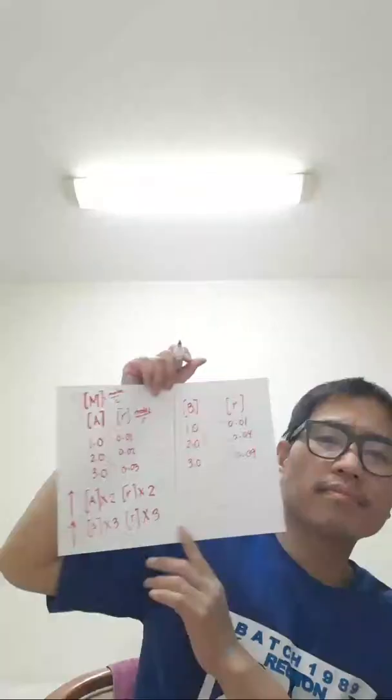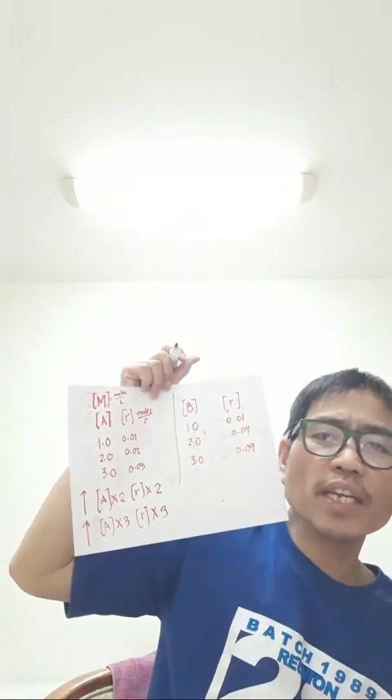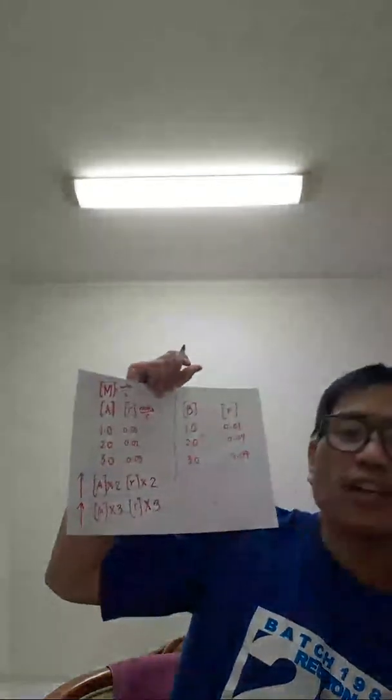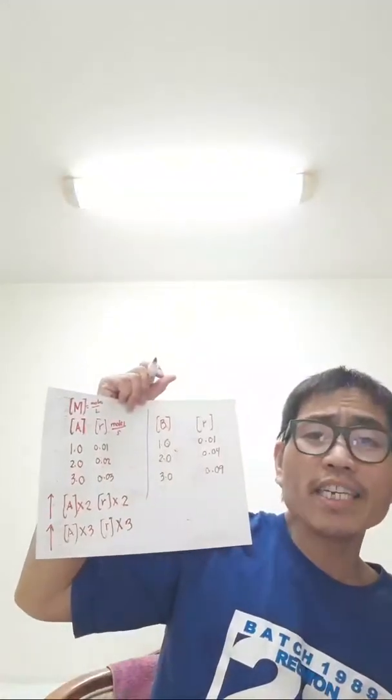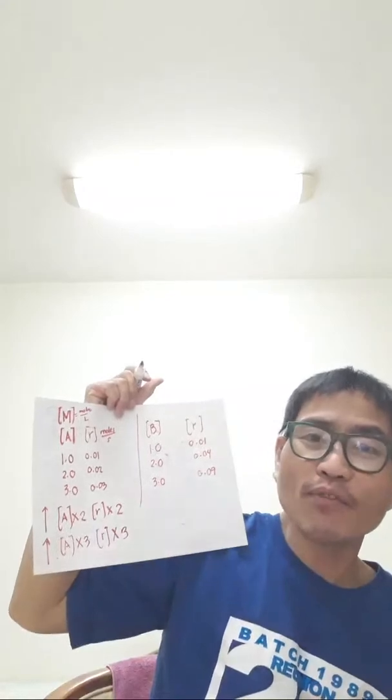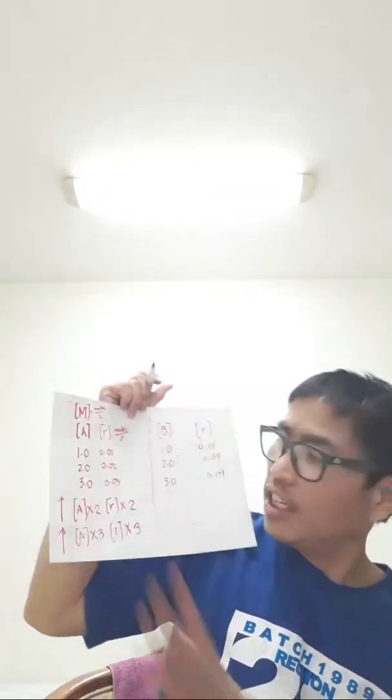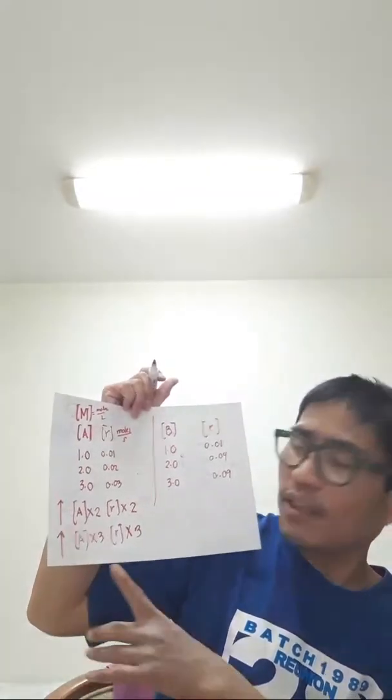So increase by the factor of 3, and then small letter r also by 3. Increase by the factor of 3, by a factor of 3 also. Take note of the gap, because if the gap is not equal, you don't have to multiply with the factor of that particular situation. But here, it's going to be like that if you take a look at the data.